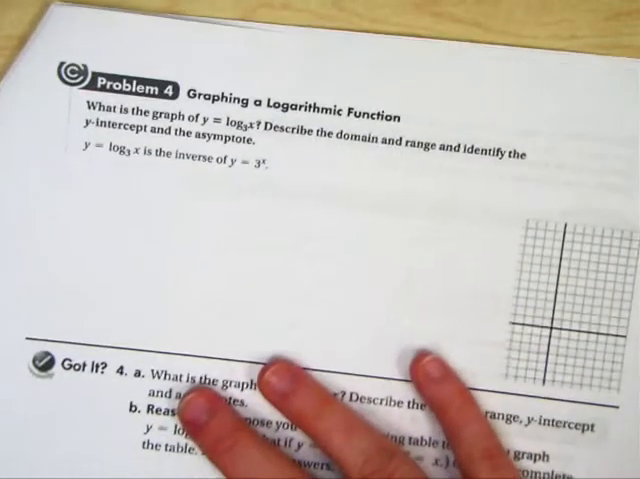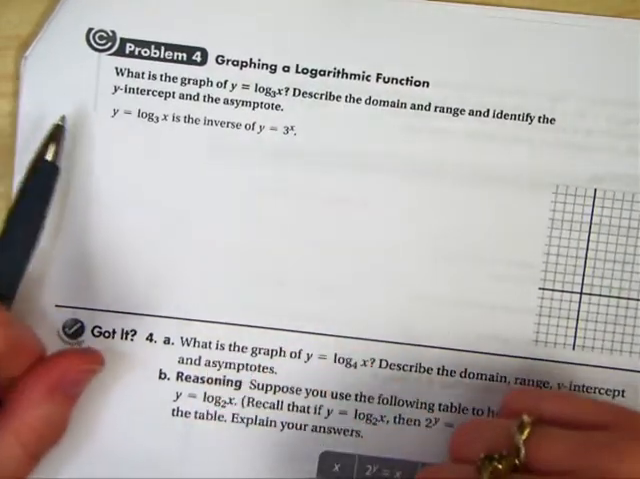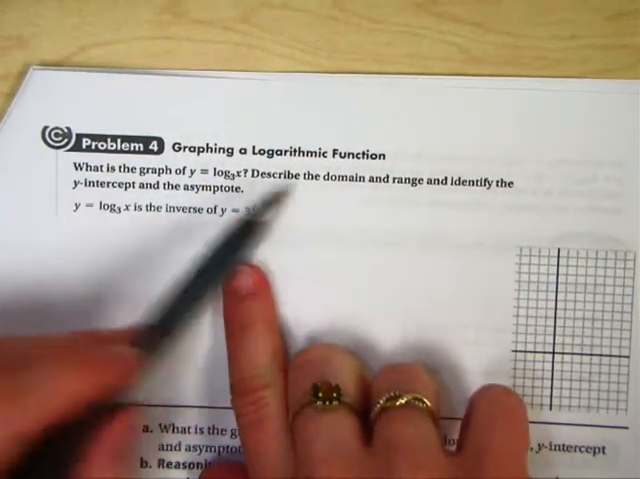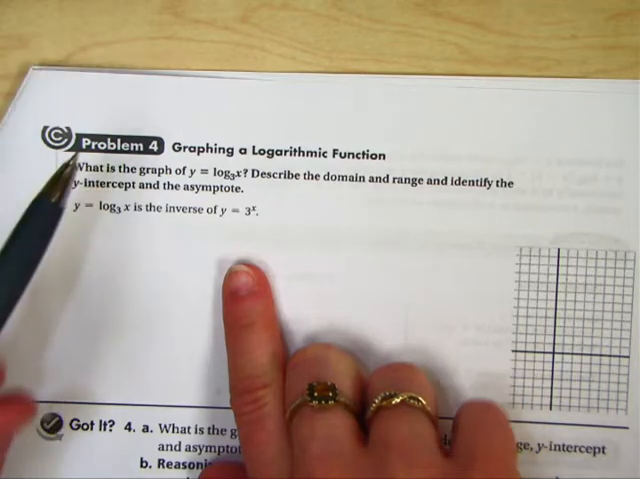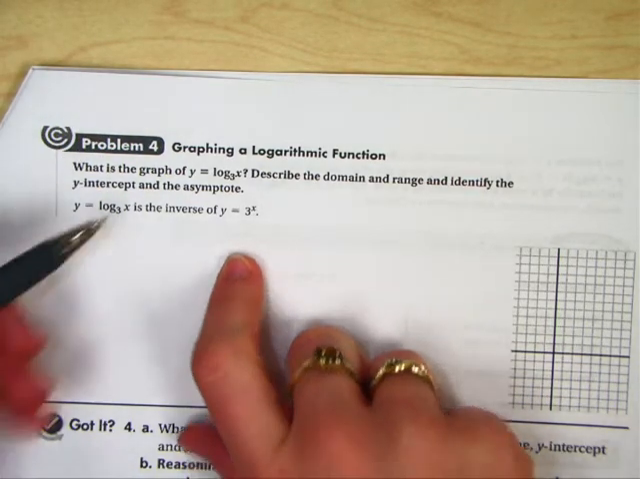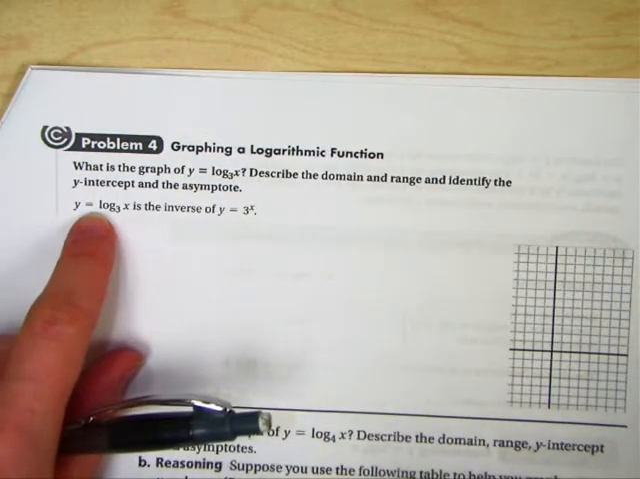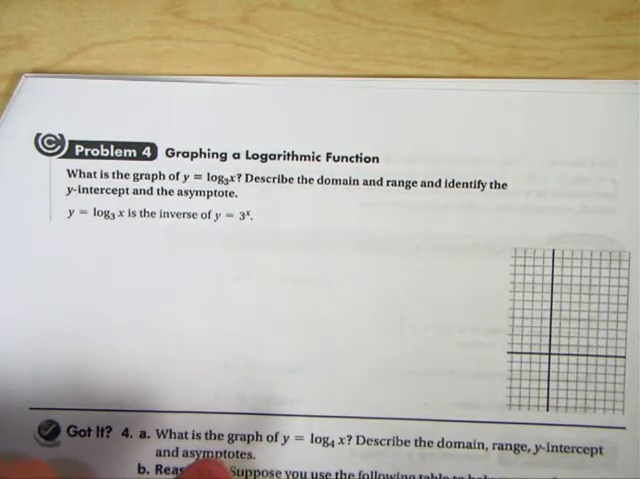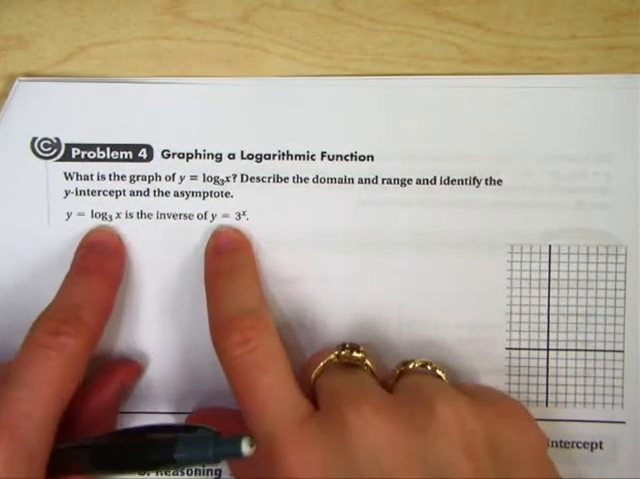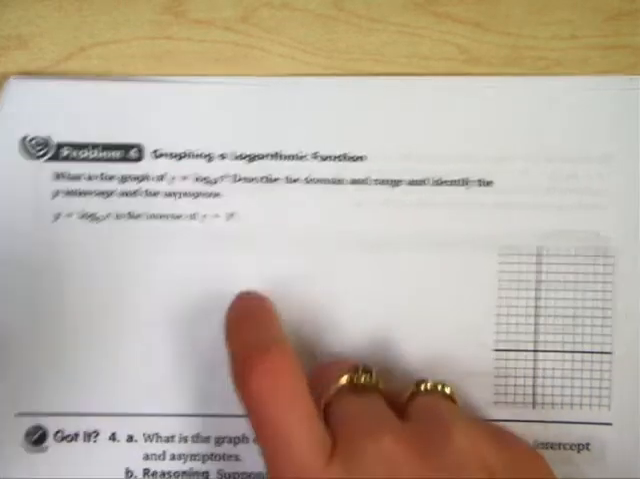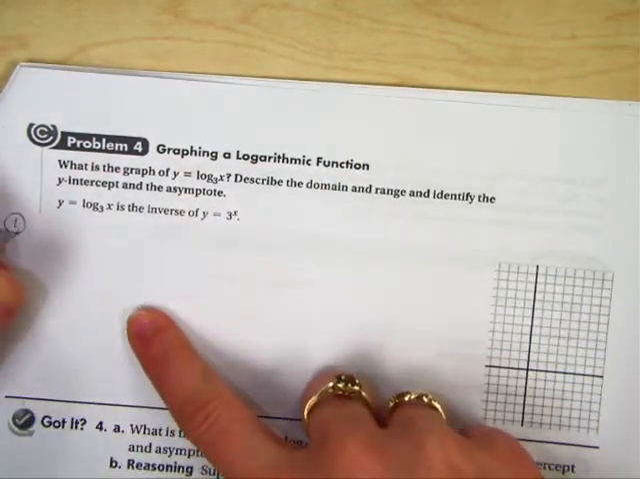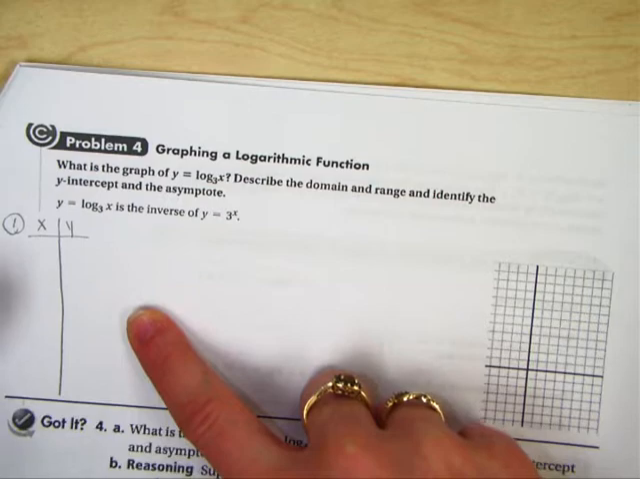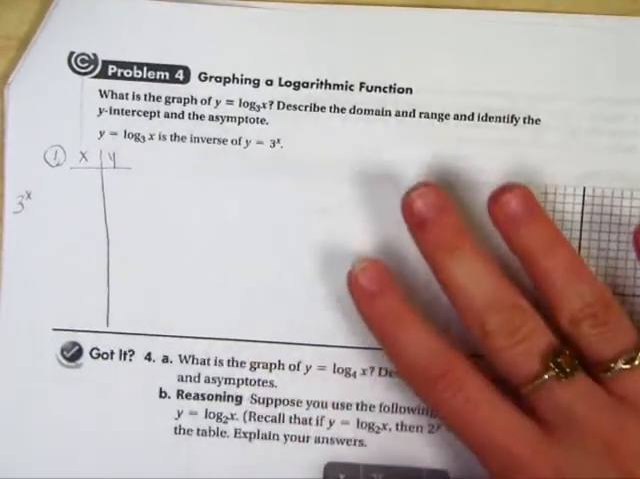Problem 4, how to graph these. I'm going to go over very detailed steps on how to graph. What's the graph of y equals log base 3 of x? Describe the domain and range, and identify the y-intercept and the asymptote. A lot is happening on there. Main idea is that y equals log base 3 of x is the inverse of y equals 3 to the x. Which one of these do you know how to solve for? You know how to solve for this one. So step 1 is we're going to make an xy chart of 3 to the x power, because that's what we know how to do.